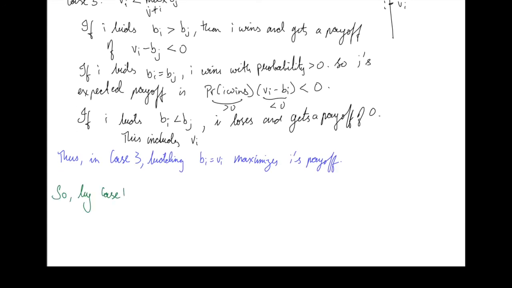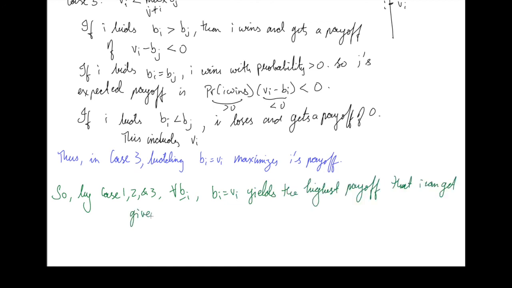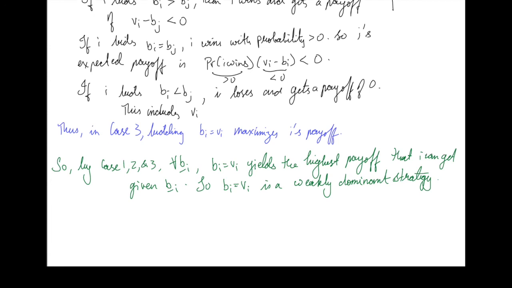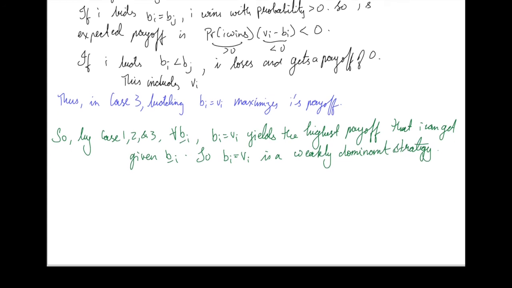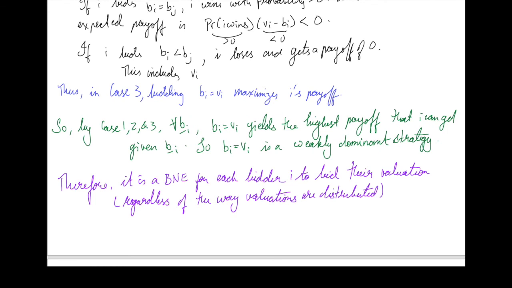So by cases 1, 2, and 3, for all b minus i, so no matter what the others bid, bi equal to vi yields the highest payoff that i can get, given b minus i. In other words, bi equal to vi is a weakly dominant strategy. And as I pointed out earlier, since bidding vi is a weakly dominant strategy for every player, no matter what the probabilities are for the vi's, we know that it has to be a Bayes-Nash equilibrium for everybody to bid their valuation. And that's true regardless of the probability distribution of the valuations.